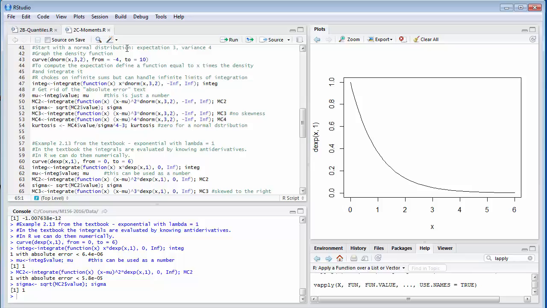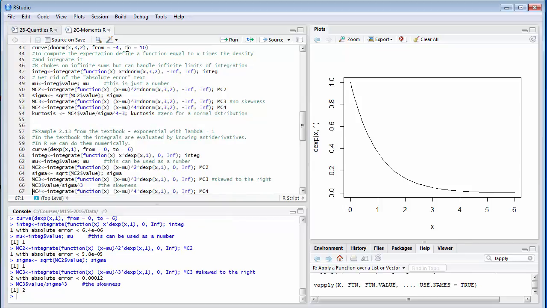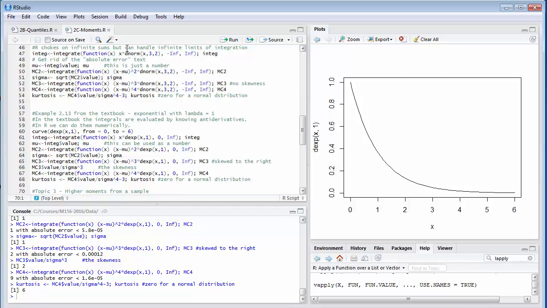You can tell that by looking at the long tail to the right. So I compute the third central moment in the same way, divide its value by sigma cubed, and I get a skewness of 2. That's exactly what I computed in the math notes, and that's exactly the result that the textbook got. Finally, I can compute the kurtosis, and in this case, the kurtosis is 6. You can confirm this yourself by calculus.